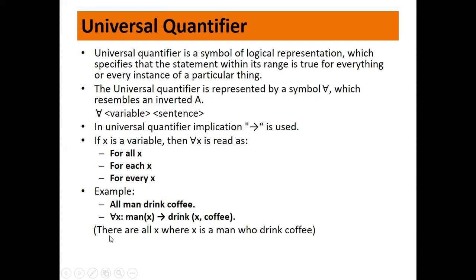So how do we read it? For all x where x is a man, x drinks coffee. It's very simple. Wherever you come across the word all or everybody, just use this symbol, and this small x, as I said, is a variable. And with the universal quantifier, you use implies. If you remember in propositional logic, if this is true, then this has to be true. So it uses the implies symbol.